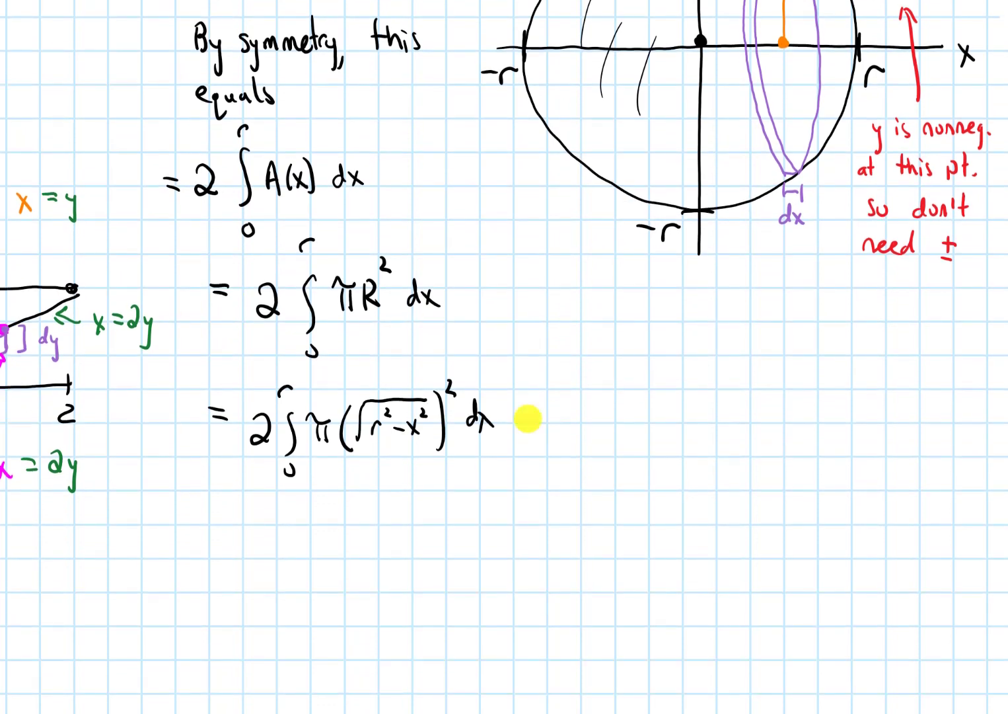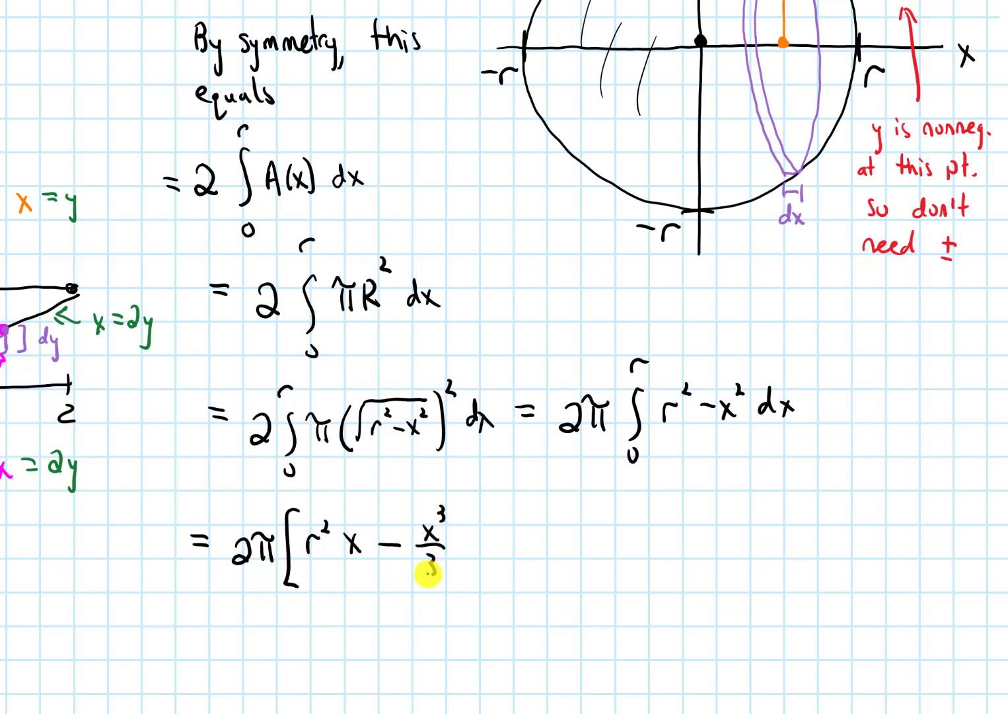I can pull out the pi, and we get 2 times pi times the integral from 0 to little r. When I square this, the root goes away, and I get little r squared minus x squared dx. Now we're almost there. Little r is a constant, so r squared has antiderivative r squared times x, and then minus x to the third over 3 for the next term. Then I plug in the 0 and the little r.